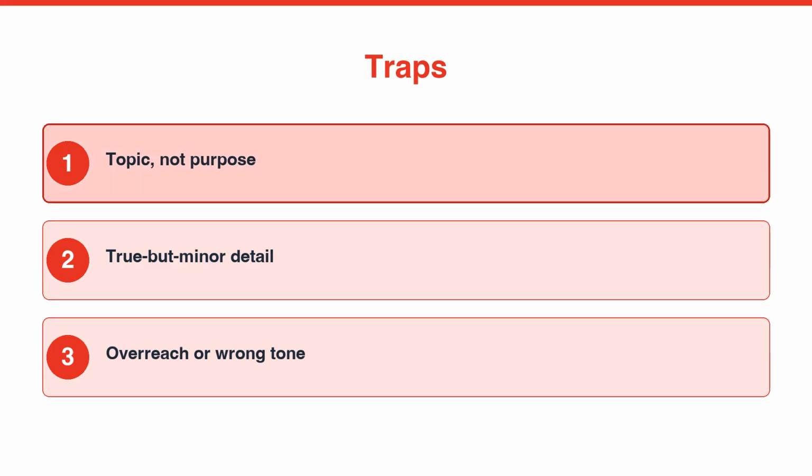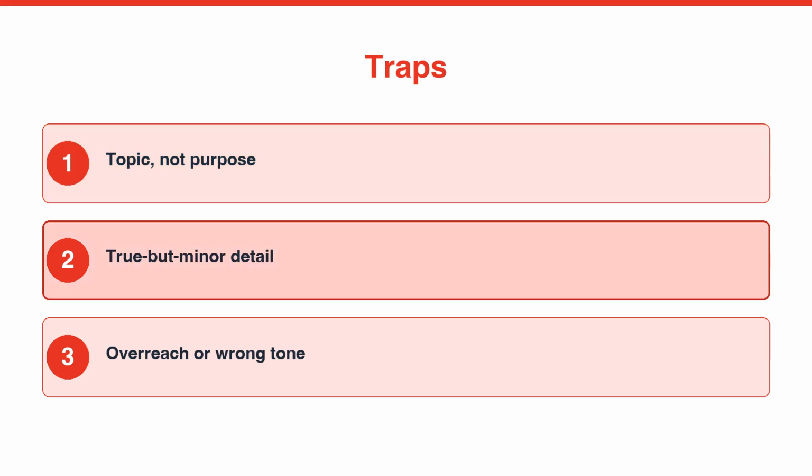Trap 1. Topic, not purpose. This choice tells you what the passage is about instead of what the author is doing. It's a fine summary of the subject, it just answers what when the question asked why. Watch for choices built around a topic with a limp verb like discusses or is about. Trap 2. True but minor detail. This one points at something genuinely in the passage, a number, a name, a vivid example, and crowns it the main point. It feels safe precisely because you can find it in the text. But it's narrower than the job the whole passage is doing.